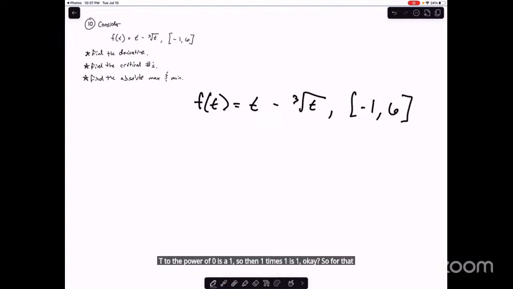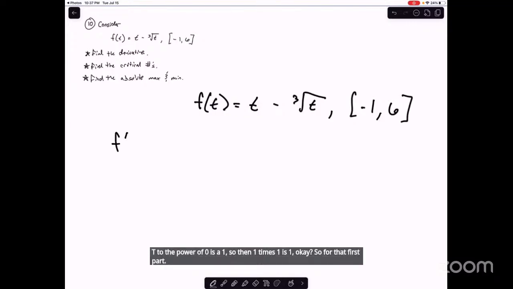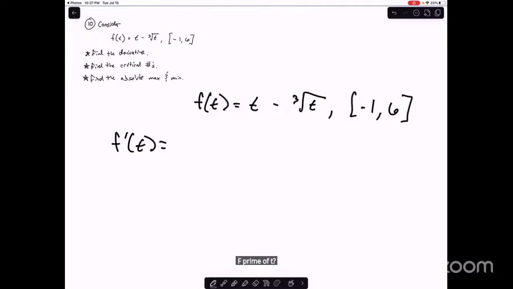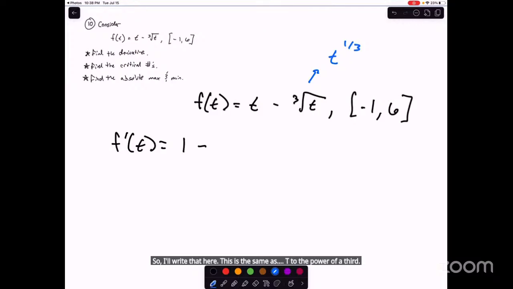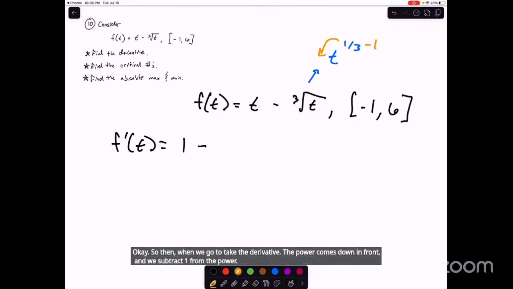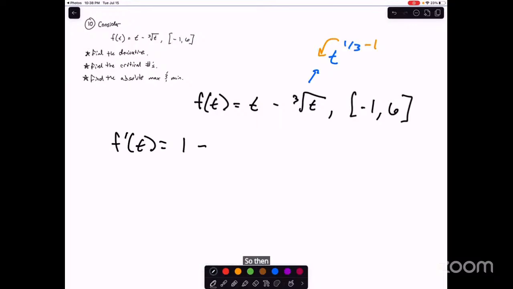So for that first part, f prime of t is going to be 1. Then we're going to say minus. Now we have the cube root of t, which is the same as t to the power of a third. So when we take the derivative, the power comes down in front and we subtract 1 from the power. So now it becomes 1/3 times t to the power of negative 2/3.